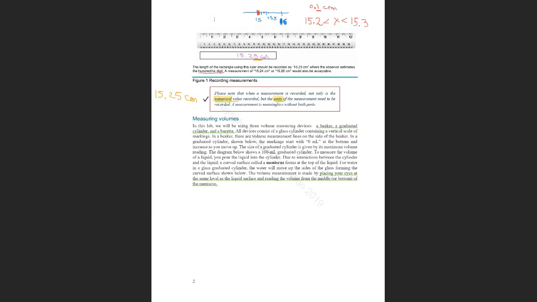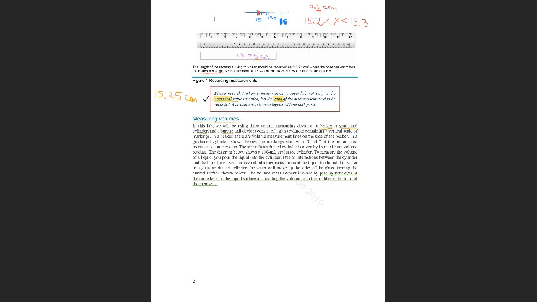So now we said, okay, we know how to measure length, and here they're talking about measuring volumes. You can measure volumes. We will use 3 different devices to measure volumes. They use a beaker, a graduated cylinder, and a burette. Those 3 are different pieces of glassware that have different objectives.